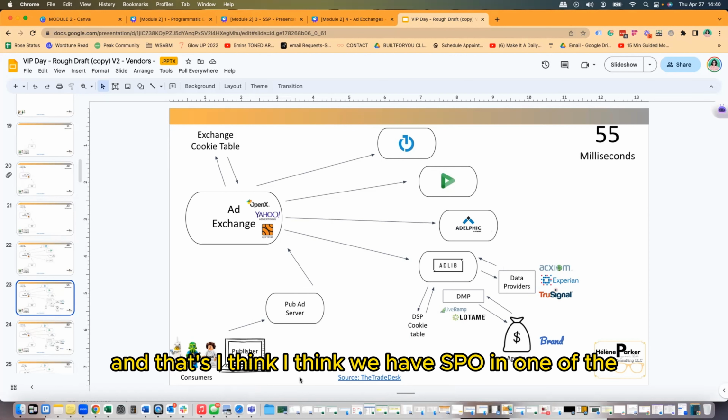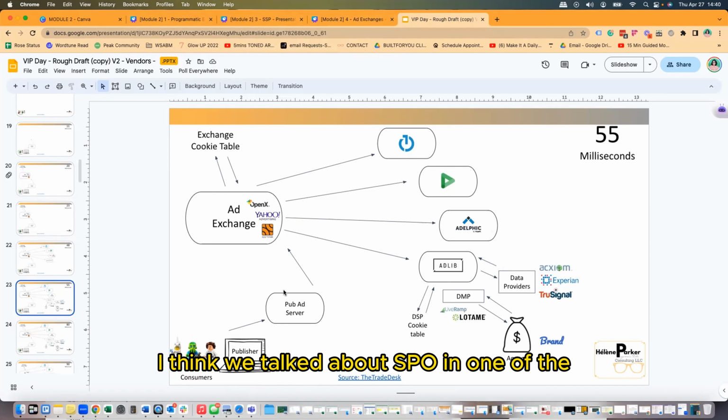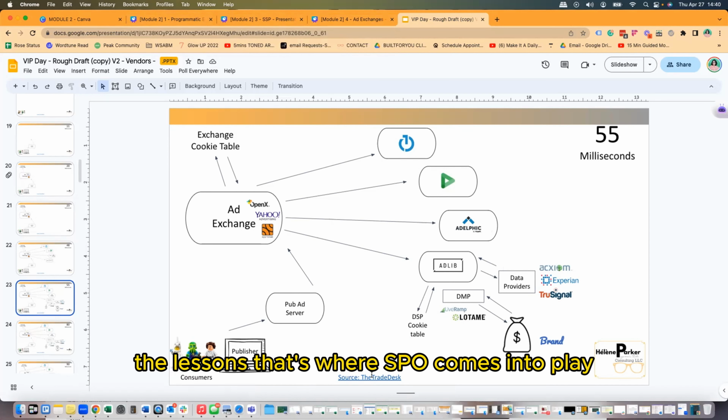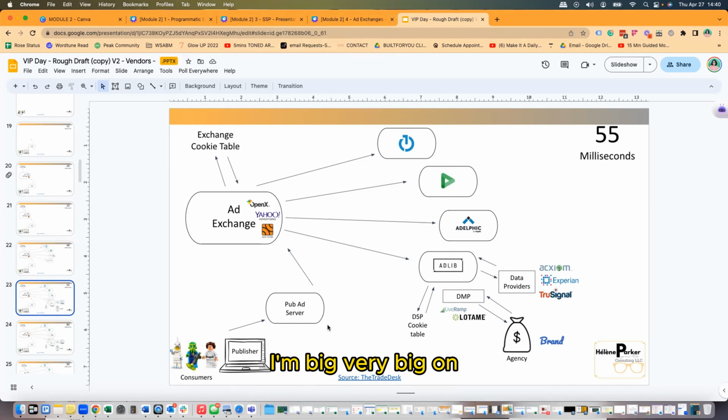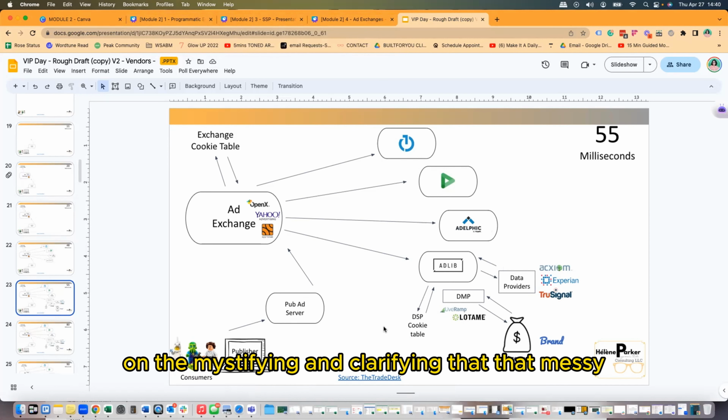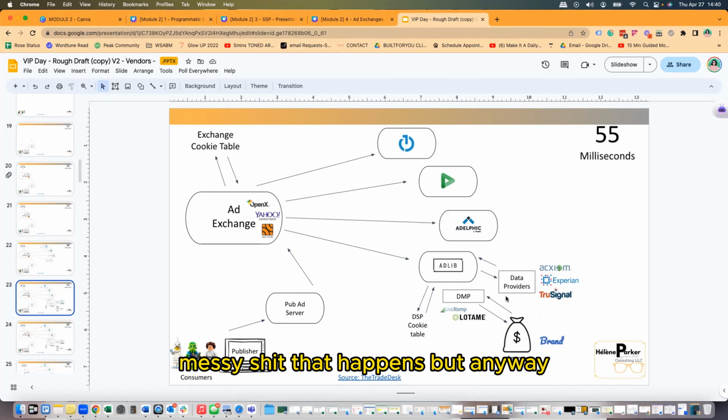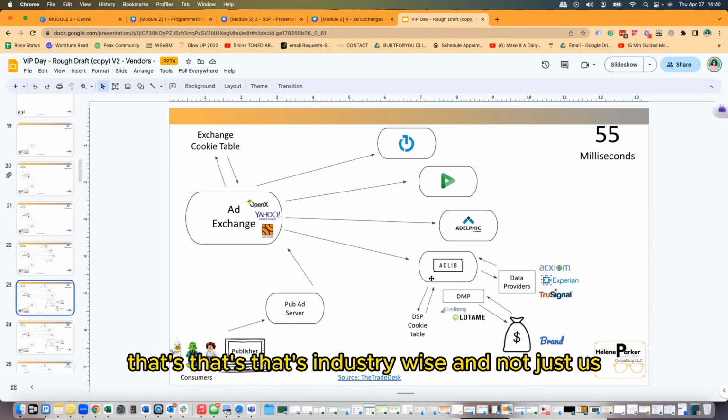And I think we talk about SPO in one of the lessons. That's where SPO comes into play. I'm very big on demystifying and clarifying that messy stuff that happens. But anyway, that's industry-wise and not just us.